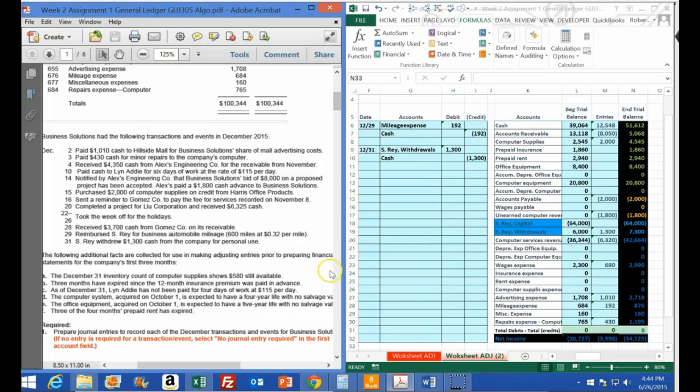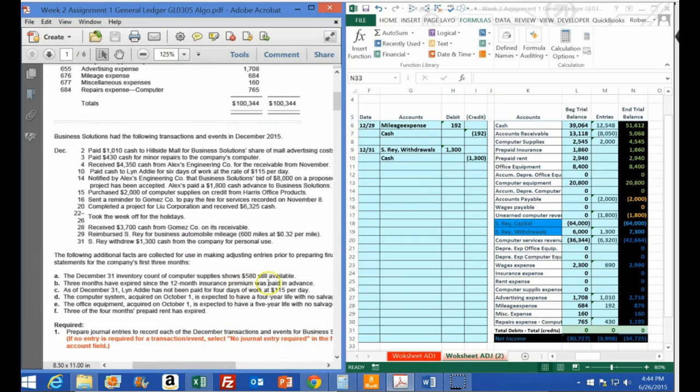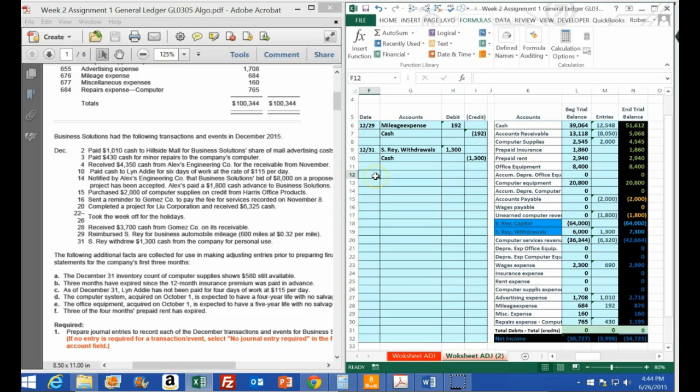The following additional facts are collected for use in making adjusting entries prior to preparing financial statements for the company's first 3 months. So now we're going to do the adjusting process. Those transactions were what we did as of the end of the month. Now we're doing the adjusting entries. So this is the adjusting entry, draw a line in the sand here. We're doing something different now. There's a different set of rules, which are this.